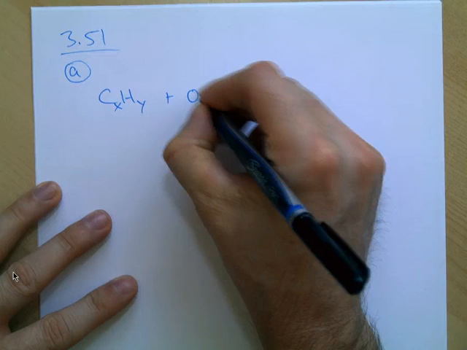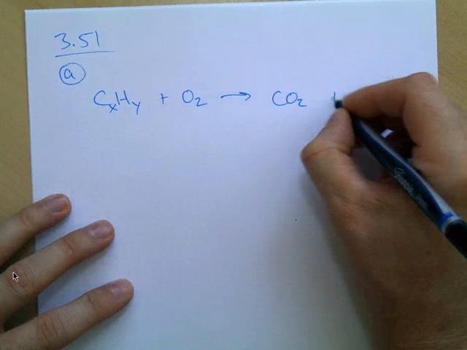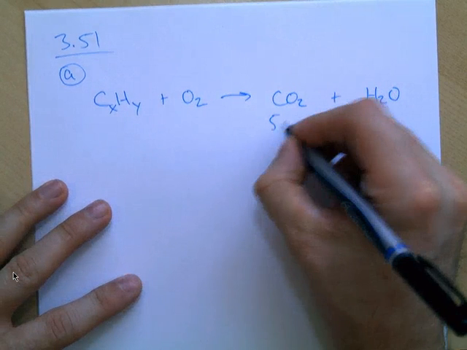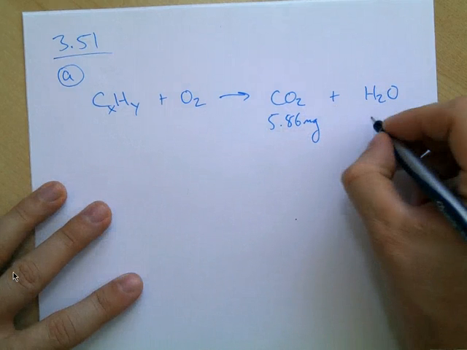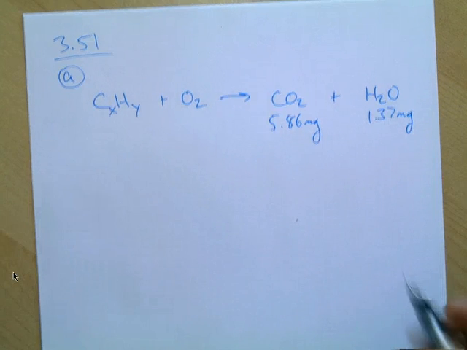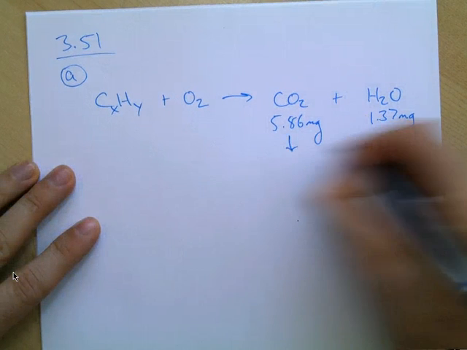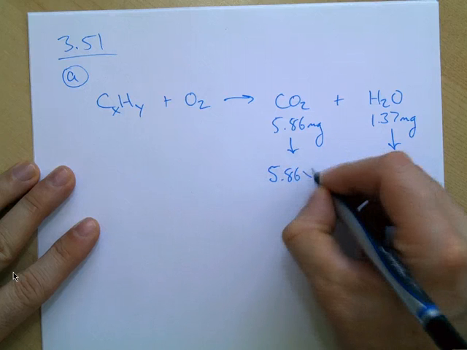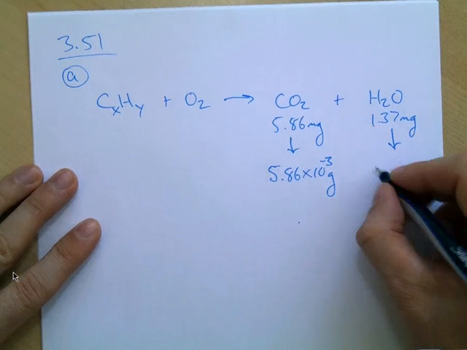It's reacting with oxygen because it is combustion, and it's of course producing carbon dioxide and water. The mass that we get for carbon dioxide is 5.86 milligrams, and for water it's 1.37 milligrams. Now it's important to note that there's 1,000 milligrams in every gram. So if I convert each of these into grams, we end up with 5.86 times 10 to the negative third grams. That's because I have to divide by 1,000 for each of them.